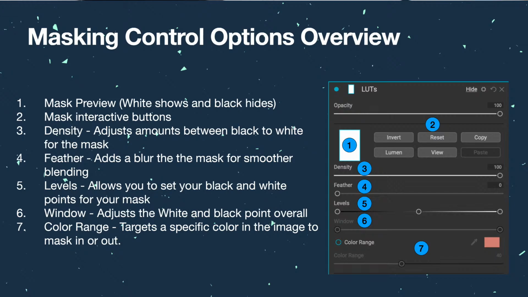So the third thing, moving down the line now, is density. This adjusts the amount between black and white for the mask. Now, think of this as a fade on the mask. When it's up at 100%, there is no fade, and there's nothing else that gets through unless you punch a hole in the mask.